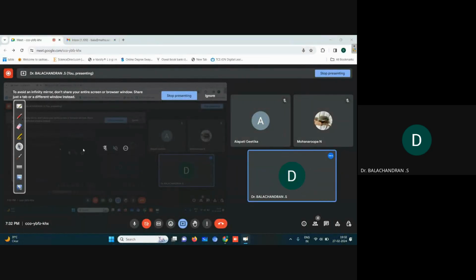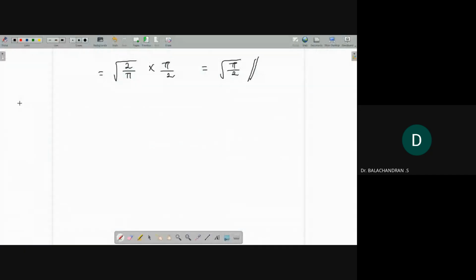So now, okay, we'll move to the fourth problem. Find Fourier sine and cosine transform of x power n minus 1.